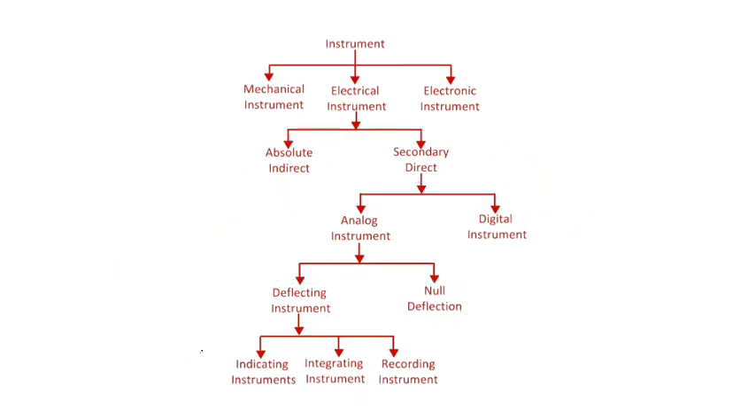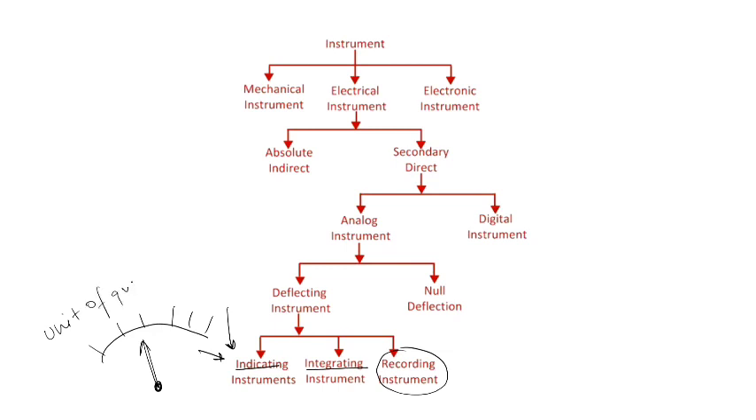Moving further, we see three more classifications: indicating type instrument, integrating type instrument, in which we are interested, and recording type instrument. Let us cover them one by one. In case of an indicating type instrument, as soon as you complete the circuit, the deflection of the pointer indicates the value of the quantity to be measured. The scale of the indicating instrument is already calibrated in terms of the unit of the quantity to be measured.